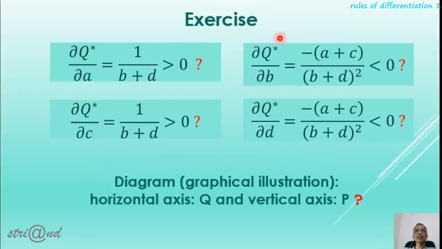And for exercise, you can find the derivatives, the partial derivatives of the equilibrium quantity, the Q star. And you can also reverse the axis. Instead of using quantity on the vertical, you can also use the horizontal for the quantity, and then the price will be put on the vertical axis.